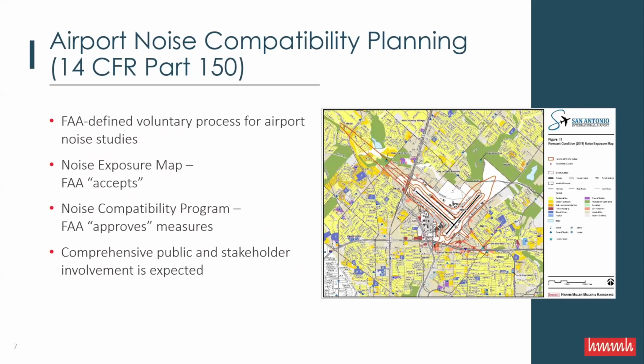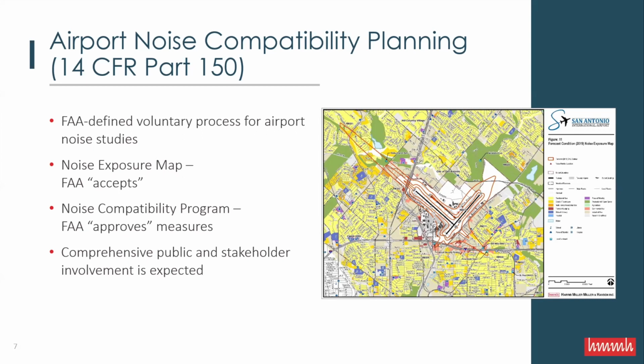So the FAA defined the voluntary process for airport noise studies, and it actually accepts the noise exposure map as being done in accordance with Part 150. And the map that's shown here, I believe, looks like San Antonio, one that was probably done in the mid-2000s, probably 2015 or so. It shows the outermost red contour is the 65 DNL, and then it shows land uses. The yellow that you see throughout the map is residential, and those are the ones that, if they're inside the red lines, are incompatible.